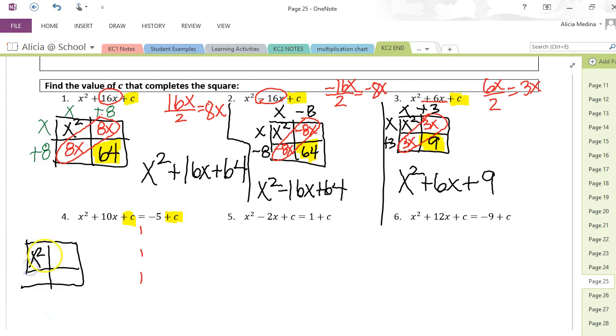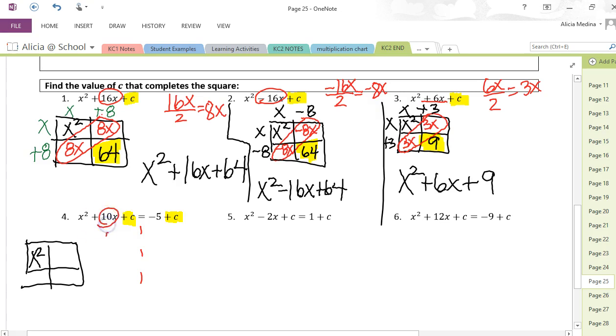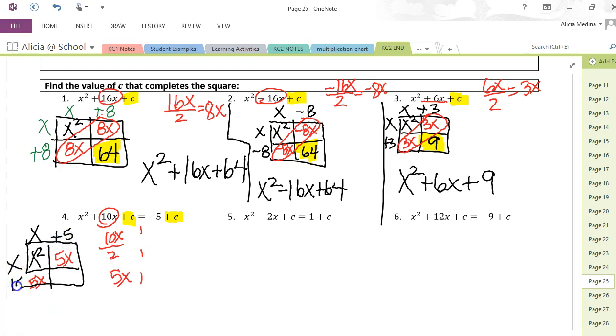I have that x squared. I see that middle term, which is a 10x, so I'm going to take that 10x and divide it by 2. That's going to give me 5x. Put 5x inside each box, and I'm going to complete my square. So this is going to be x times x, and this is going to be x plus 5, and x plus 5. So 5 times 5 is a positive 25. Again, that is what our C value is.